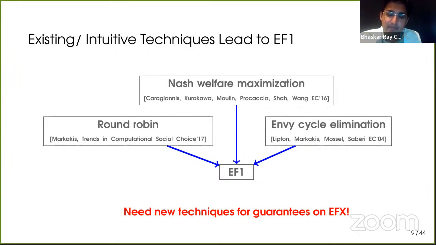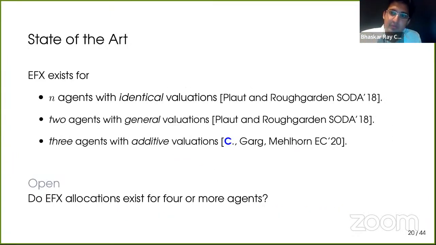And as I said, let me tell you what our understanding is as of the moment. When all agents have identical valuation functions, then we know that EFX allocations exist. When there are just two agents with general valuation functions, then also we know that EFX allocations exist. And this follows from the protocol that I showed you in the very first slide, the cut and choose protocol.